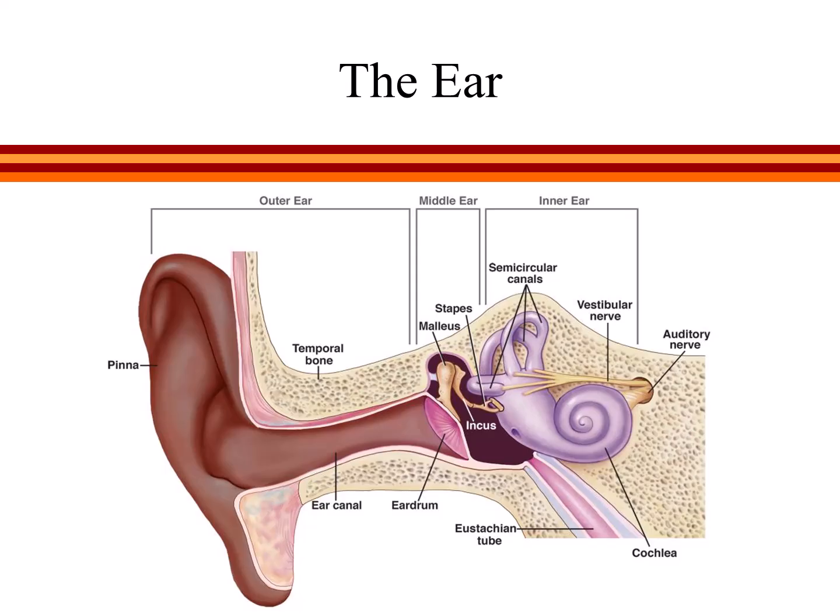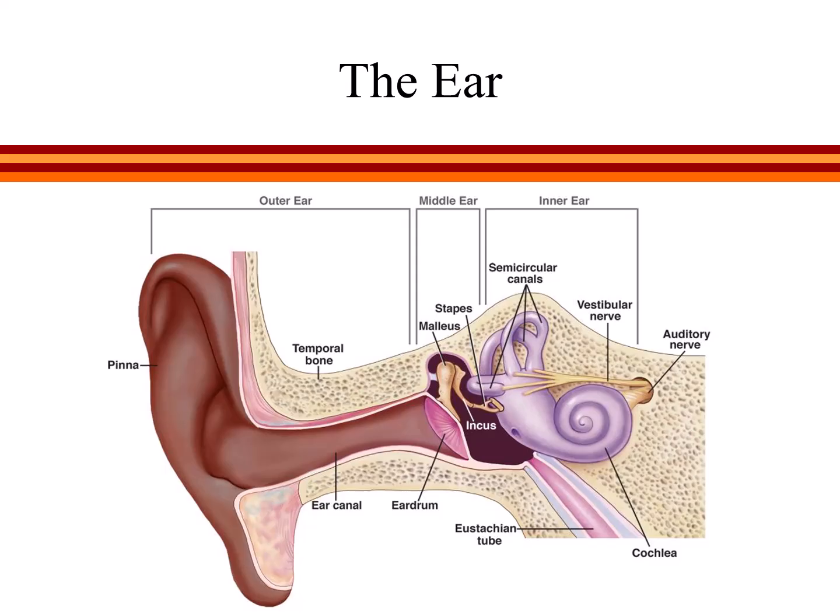After reaching the pinna, sound vibrations travel down the ear canal, eventually reaching your tympanic membrane, which is also sometimes commonly referred to as your eardrum. The tympanic membrane is a thin, circular piece of tissue that measures about 1 centimeter in diameter. When sound waves reach the tympanic membrane, they cause it to vibrate.